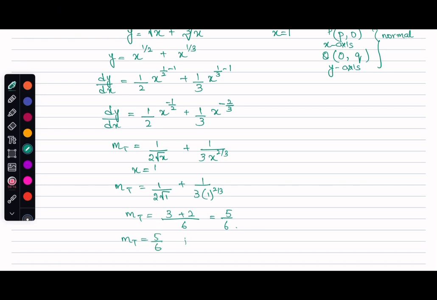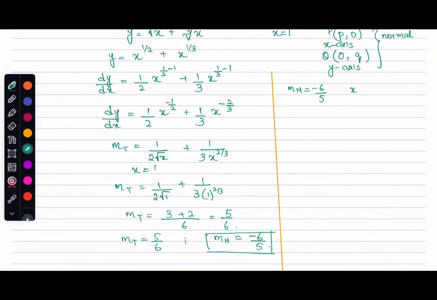And from here, we know that the normal gradient shall be the negative inverse of the tangent gradient. Therefore, the gradient of the normal shall be equal to negative 6 by 5. So here we have the gradient of the normal, which is negative 6 by 5.